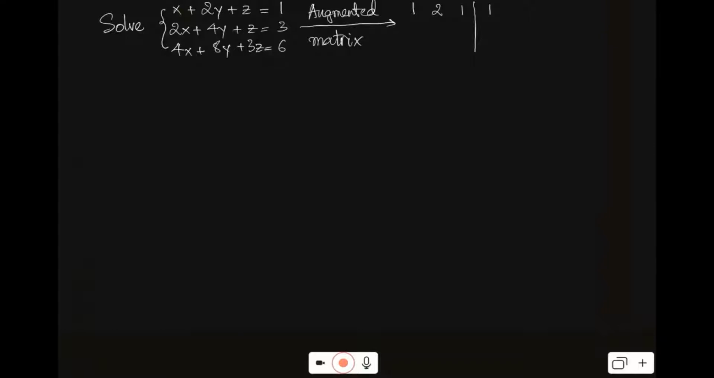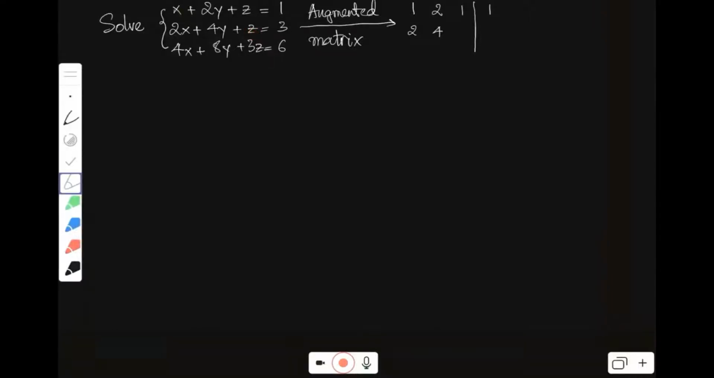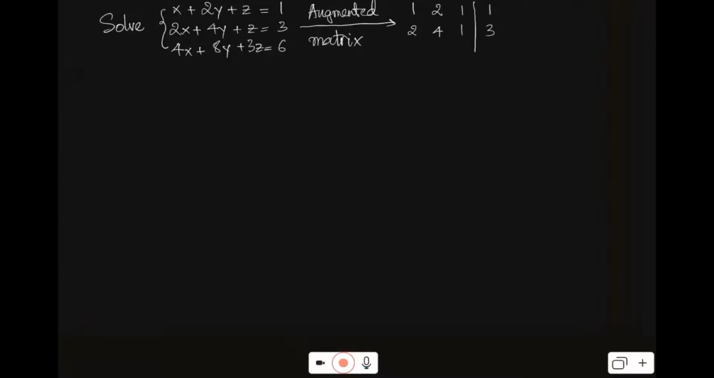Similarly, for the second equation, you have 2x, 4y. The z here means you have 1z, right? So you are going to have 1 and 3. And then you will have 4, 8, 3, and 6. Now we are going to use the Gaussian elimination method. Right now, if you look at the first row, its first non-zero entry is 1.